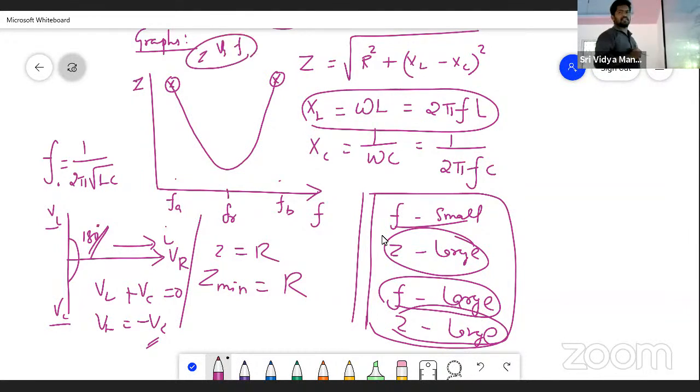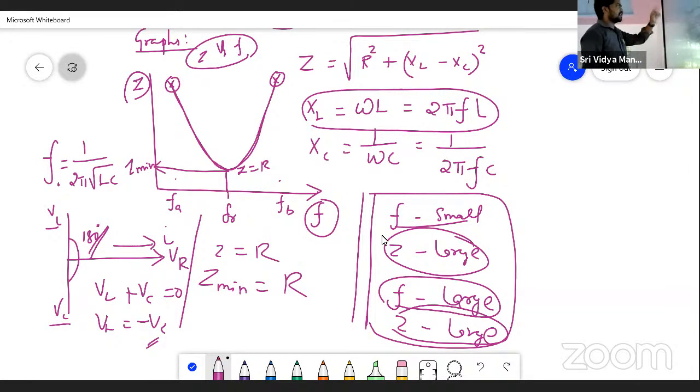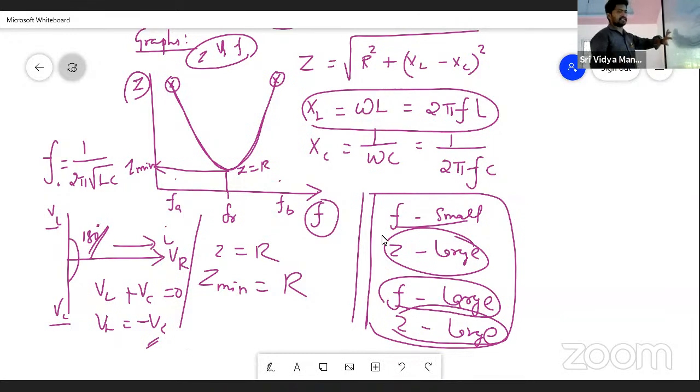This is Z versus frequency, a very important one, the overall impedance and frequency graph. At low frequency, Z is large. At high frequency, Z is also large. The curve dips, and at the resonance condition Z is minimum, which means Z is equal to R. When this condition is attained, Z equal to R, the current is maximum.